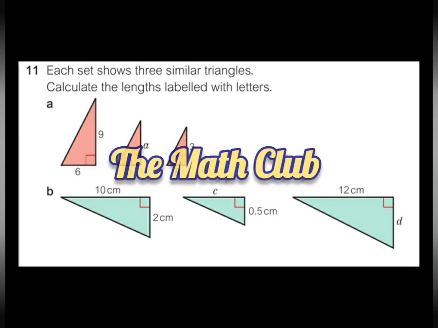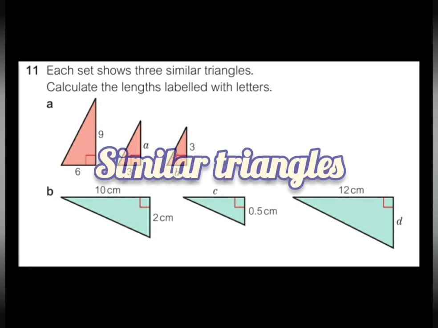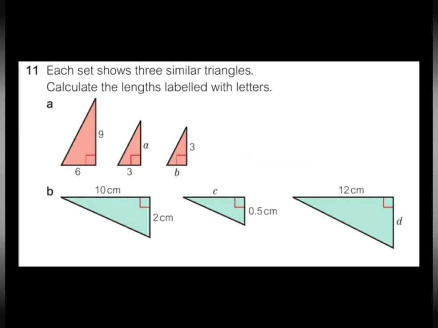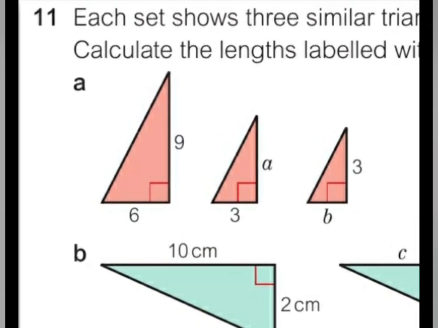In this video, we're going to talk about similar triangles and how to answer questions regarding similar triangles. Now question 11 here says, each set shows three similar triangles. Calculate the lengths labeled with letters. Now set A here has three triangles. We're going to find the lengths of each side by using these similar triangles.